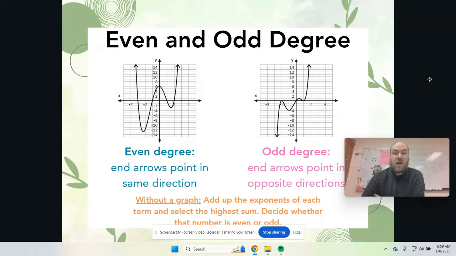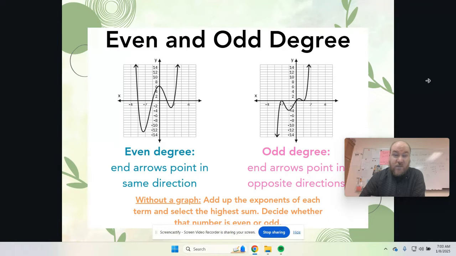So a graph, you could decide if a graph has an even or odd degree just by looking at it. An even degree graph, like the one on the left here, both arrows on the end go in the same direction. And an odd degree graph, like the one on the right here, both arrows go in opposite directions. So determining whether a graph has an even or odd degree is just a matter of looking at the arrows. Even goes in the same direction, odd goes in opposite directions.